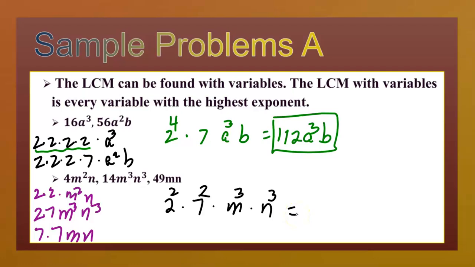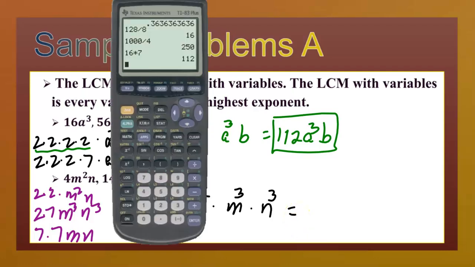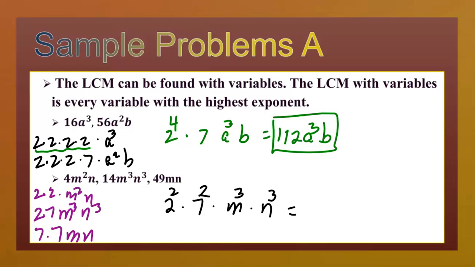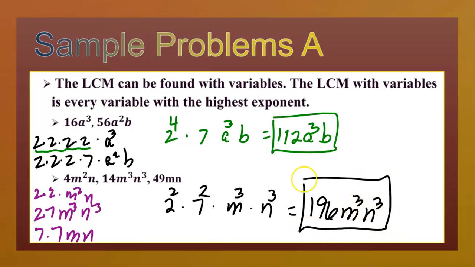So we have 4 times 49. So let's grab our calculator quickly. 4 times 49 gives us 196. So we have 196, and then that's m cubed, n cubed. And that would be our least common multiple.